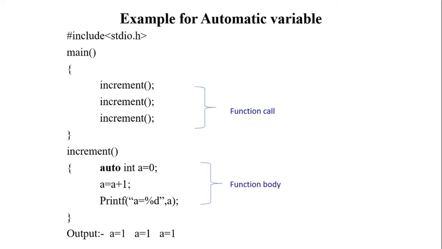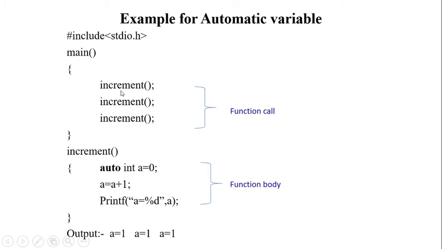Here we can see an example of an automatic variable. This is a program: #include <stdio.h> is the main program. Here we have two functions, the main function and the increment function. Inside the main function, we can see three function calls, and this is the function body. At the first function call, the control goes to the function body. Then here we can see auto int a = 0. I have initialized a as 0, and a = a + 1, printf("a = %d\t", a).